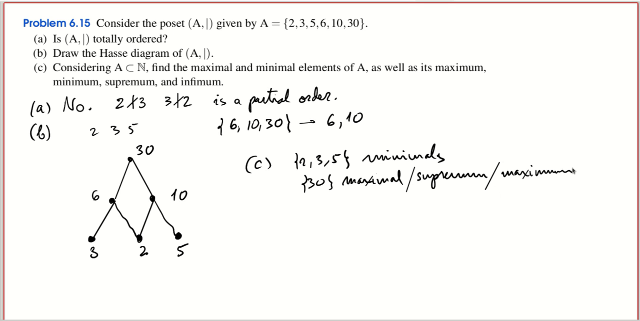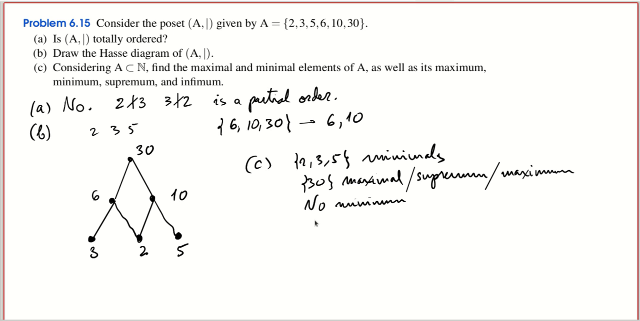Okay, it's the supremum because all the others are smaller than or equal to it. So that means that 30 is divisible by any other element here, as you can see, right? And there's no other smaller element that satisfies this property. So this is the smallest upper bound of the whole set. So this is the supremum, and since it belongs to the set, then it's also a maximum. There's no minimum. Okay, there's no element which is smaller than any other in the set, as you can see here.